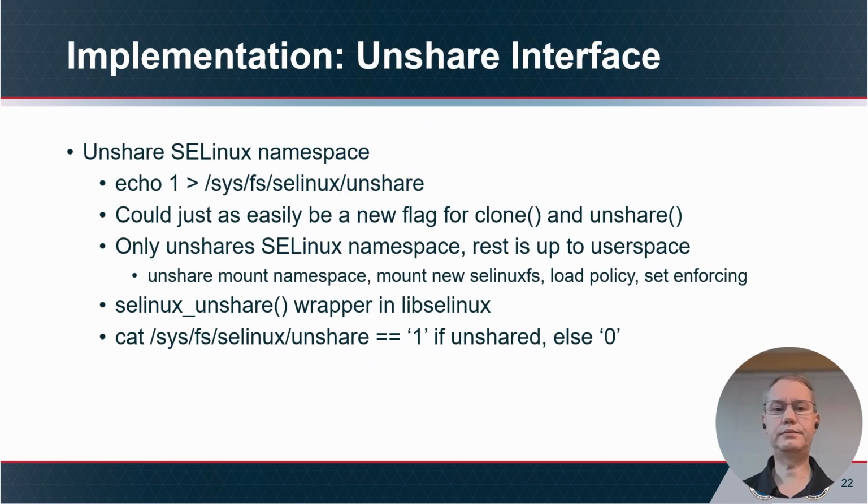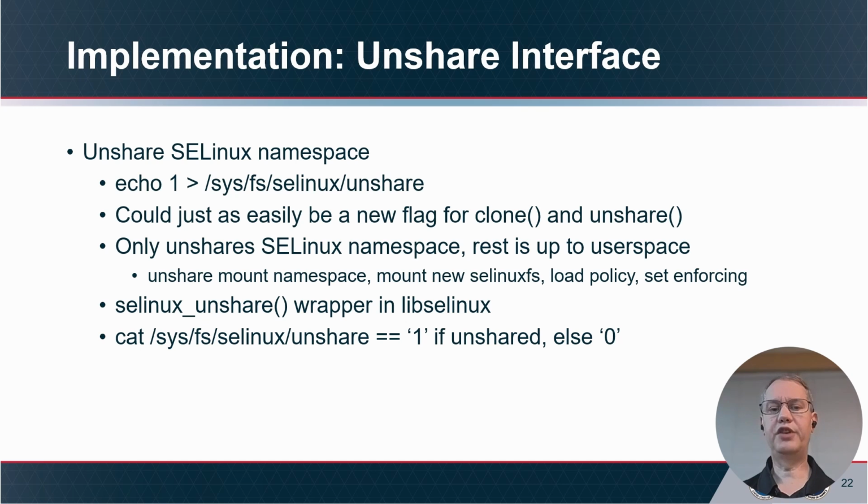In order to support unsharing of SELinux namespaces, we implemented a new SELinux FS node, unshare, which if you write a 1 to it, will unshare your SELinux namespace. This was done primarily for ease of implementation. It could just as easily be a new flag for the clone and unshare system calls. However, one downside of adding a flag to the clone and unshare system calls is that one would either need per-LSM flags, or all LSMs would be required to handle the unshare request at the same time, which could be quite complicated for differing LSMs.